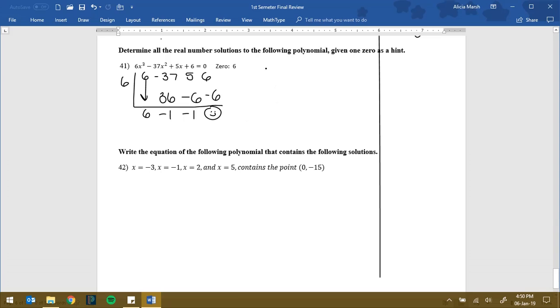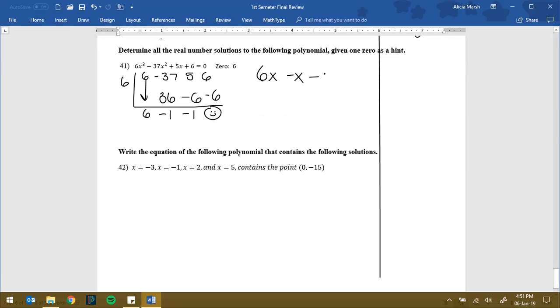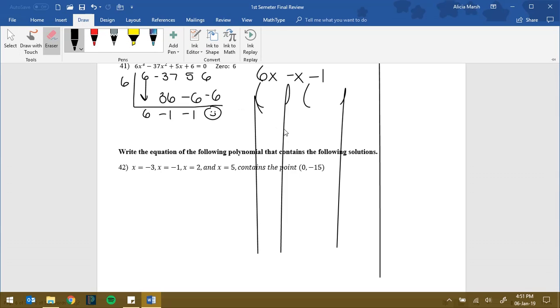So I'm going to translate this. This is 6x squared minus x minus 1. Okay. Well, I'm going to have to factor those.